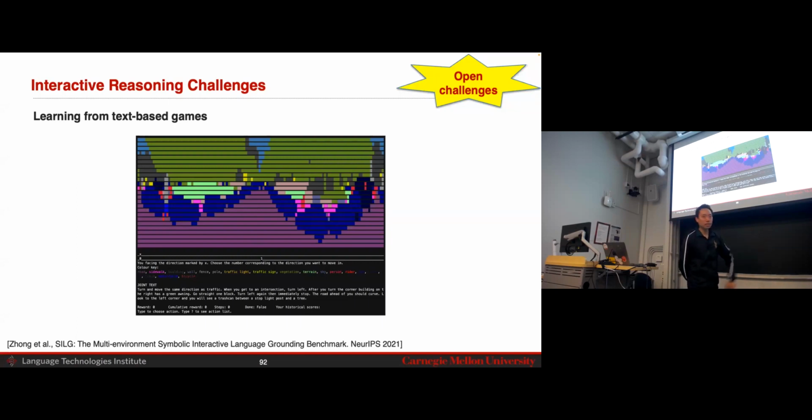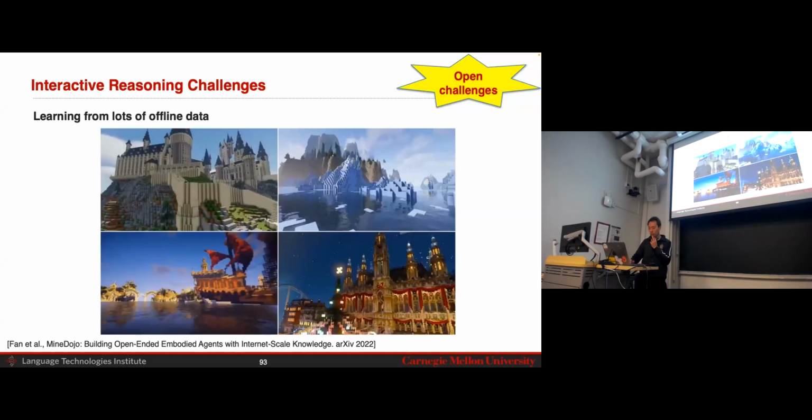I don't know if people have played text games. Like you have a setting, and then they ask you, should you go left, should you go right, should you pick up the book, should you fly here, fly there, and this can have very, very long exploration problems. So it's not very realistic, but it really goes to the core of some of the technical challenges in RL. For example, sparse rewards, long-term rewards, and finally learning from lots of offline data.